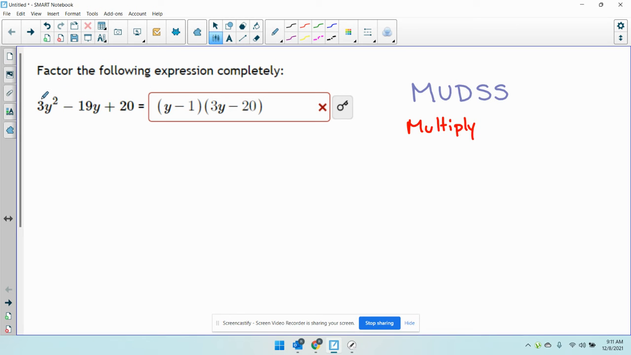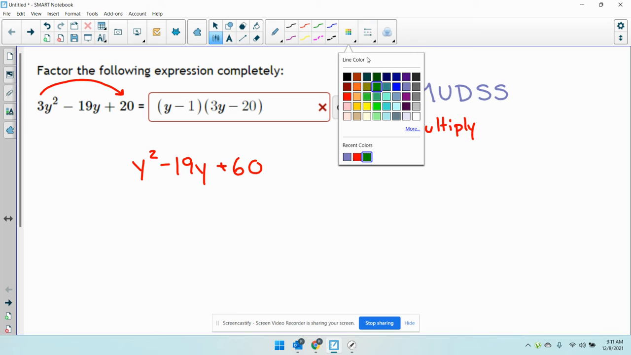So what I'm going to do is take the leading coefficient of the squared term and multiply it by the C term. So this expression now, instead of 3y squared minus 19y plus 20, becomes y squared minus 19y plus 3 times 20 gives me 60. So there's your first step.